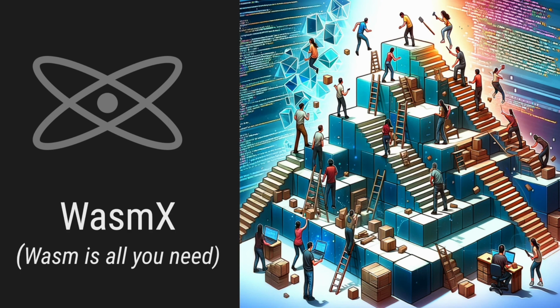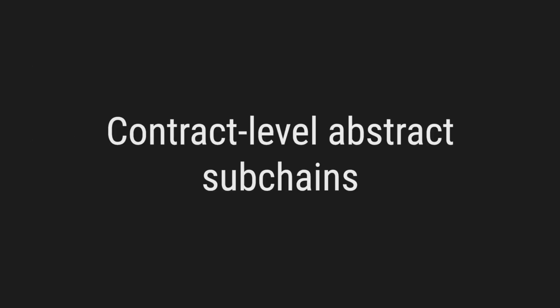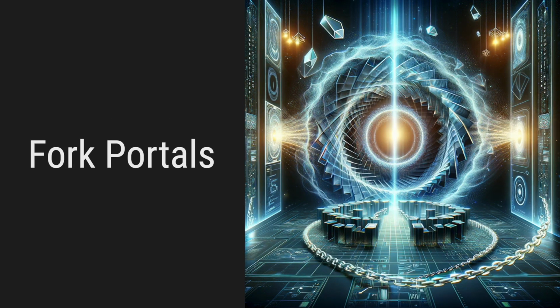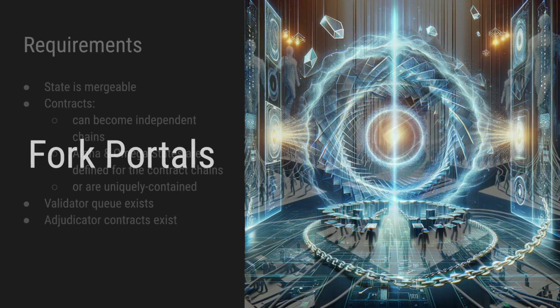So now we have this flexible base. We can create special contracts. And these contracts can be abstract subchains where they store the transactions and/or blocks of a subchain directly using the main chain's infrastructure. Or these contracts can be fork portals to an actual subchain that has its own consensus protocol.